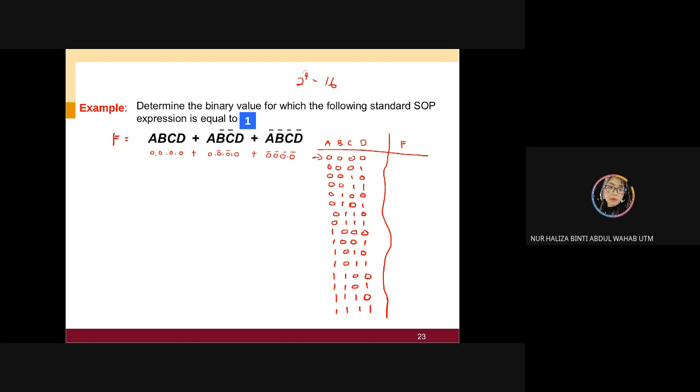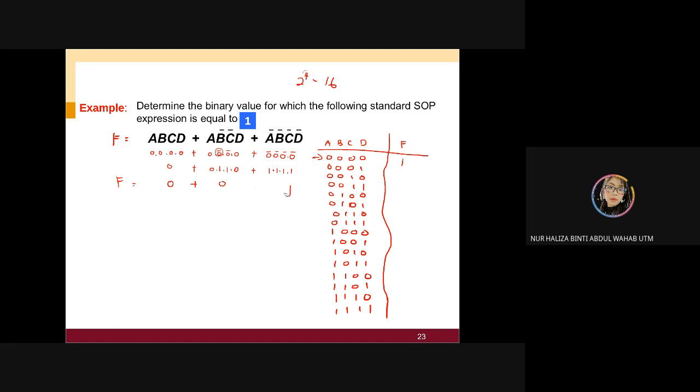Later you're going to multiply. 0 multiply to 0, whatever multiply with 0, you will get 0. Plus 0 multiply with 1, 0 bar will be 1, 0. Plus 0 bar multiply with 1, 1, 1, 1. Here you get 0 plus 0 plus 1. So 0 plus 0 plus 1, you will get your F is 1. That's why here you will get 1. Okay, done for this first scenario.